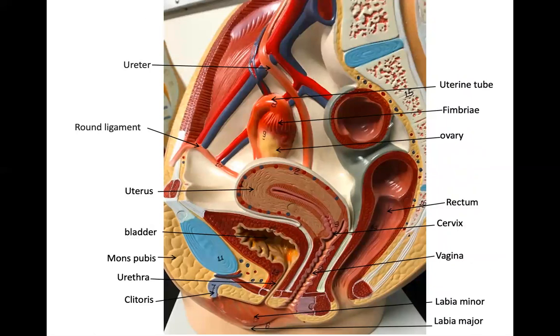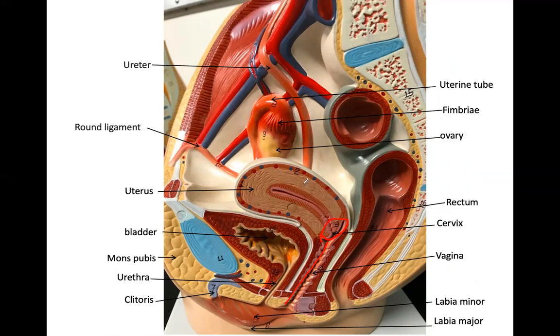Looking at some of the other structures, so this is a different view of the same model. Again, orient yourself. We have this really muscular tube, which is uterus. The opening of the uterus is the cervix, and the continuation of it opening to the outside is the vagina. Underneath the uterus, you have the bladder, which excretes urine through the urethra.